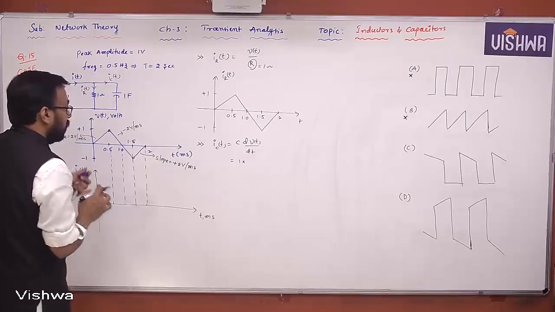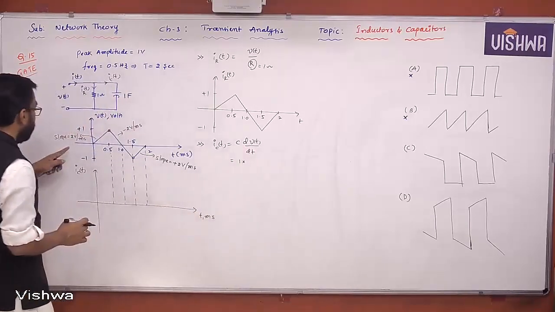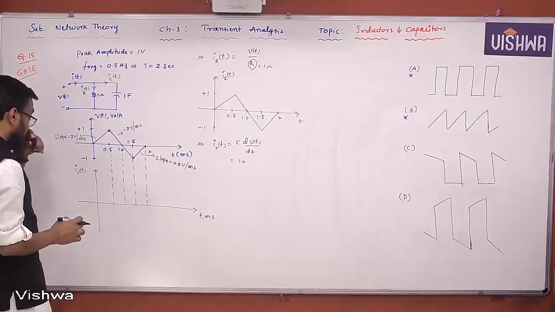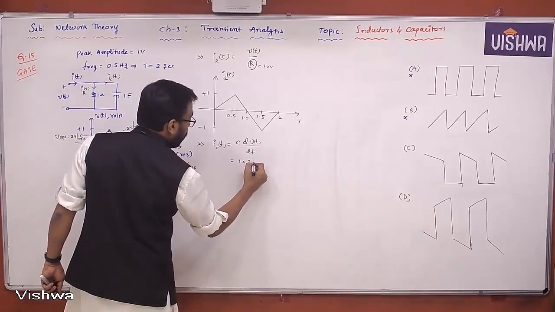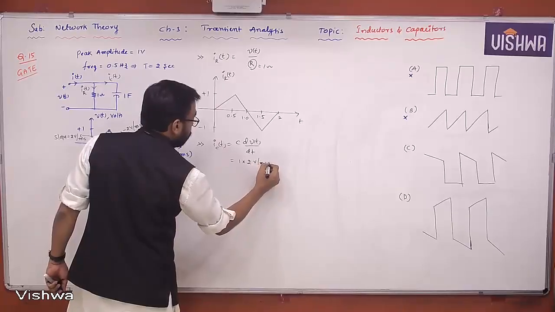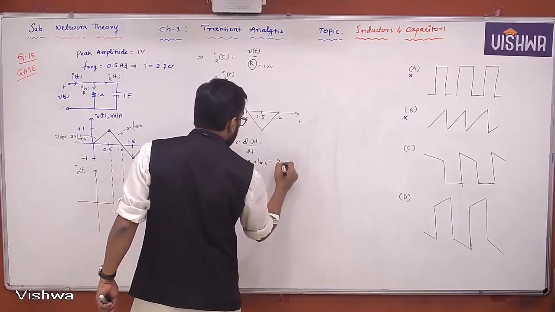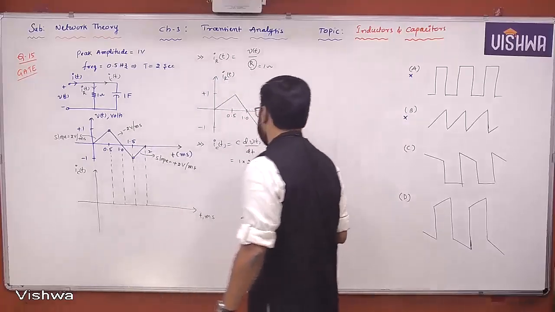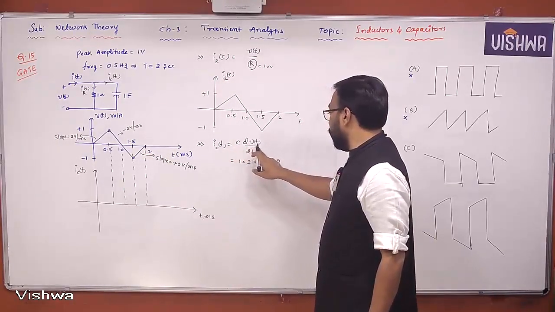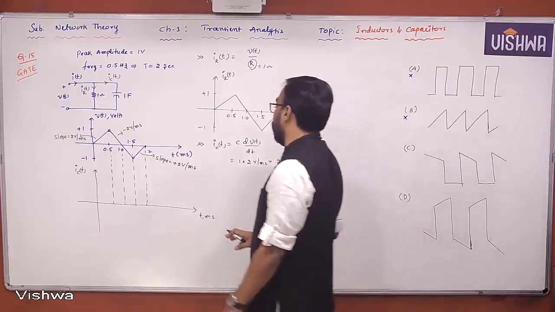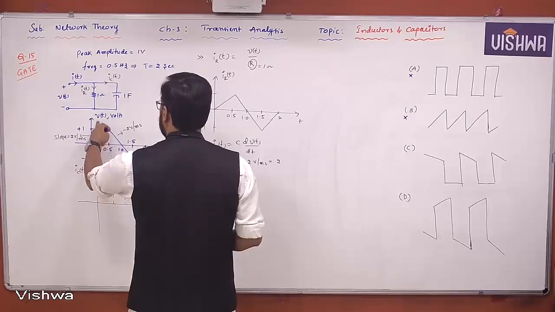Now, what is the current you are going to get here? 1 into, what do you get here? 2 volts per millisecond. Okay, what do you get here now? This current is nothing but C dV of t by dt. What is dV by dt here? What you got here is 2 volts per millisecond.